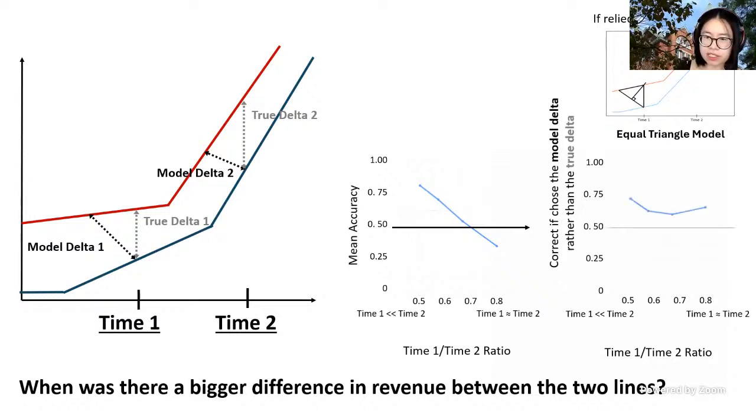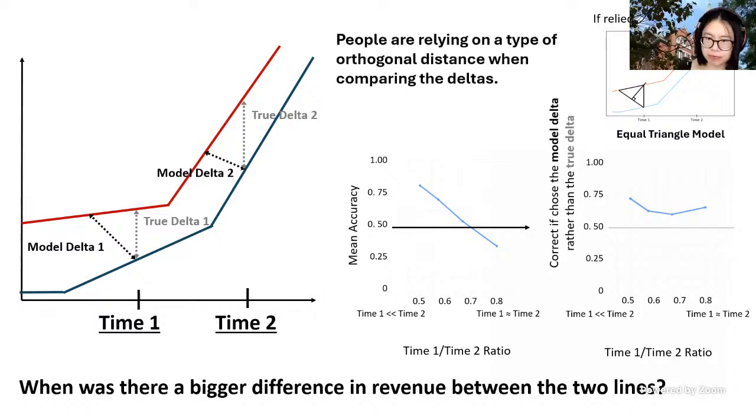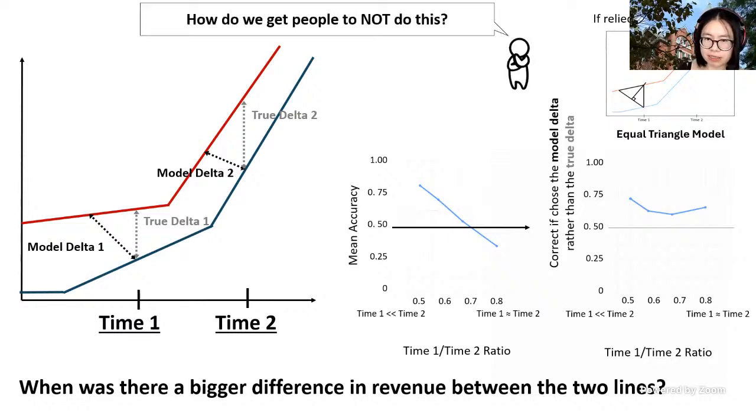So this is what we see when we recoded the data. If we assume that participants are relying on the model delta rather than the true delta, you see that their accuracy increases significantly. It doesn't fall below chance anymore. So this is suggesting that people are relying on a type of orthogonal distance when comparing the deltas.